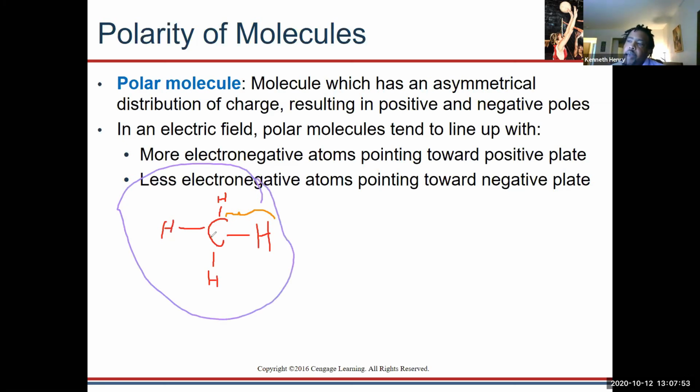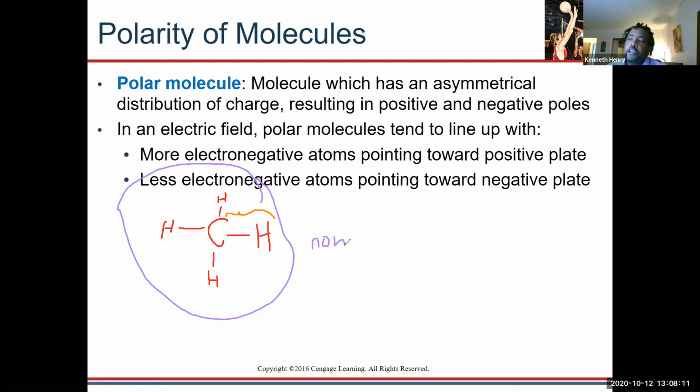Now if we looked at the bond polarity between C and H, we know that it's, is it a polar or is it non-polar? It's non-polar. Okay, it's non-polar.